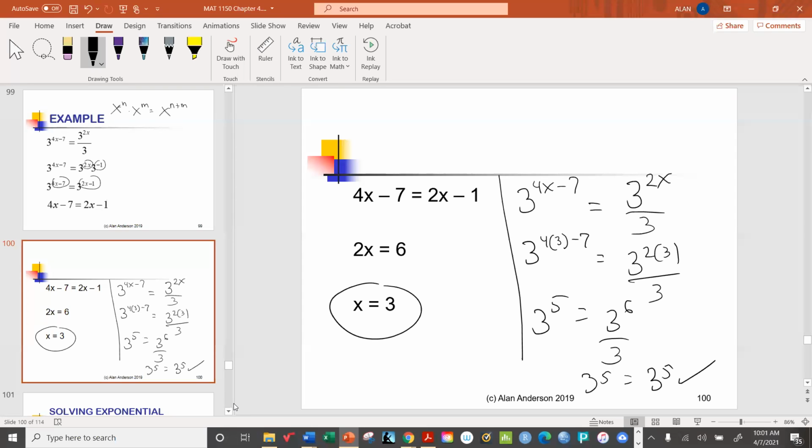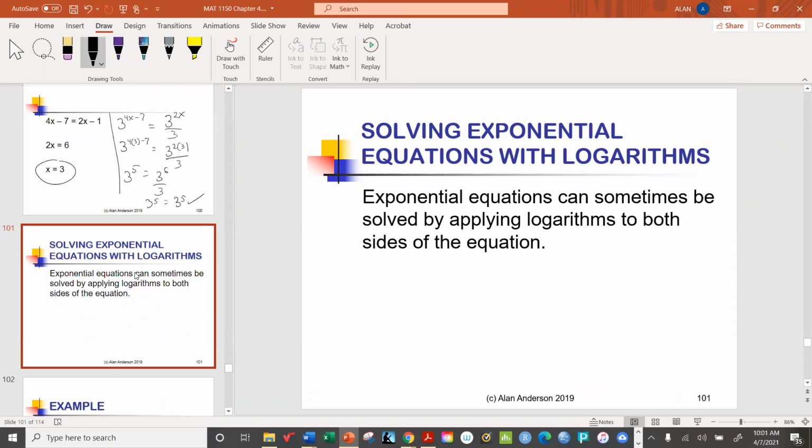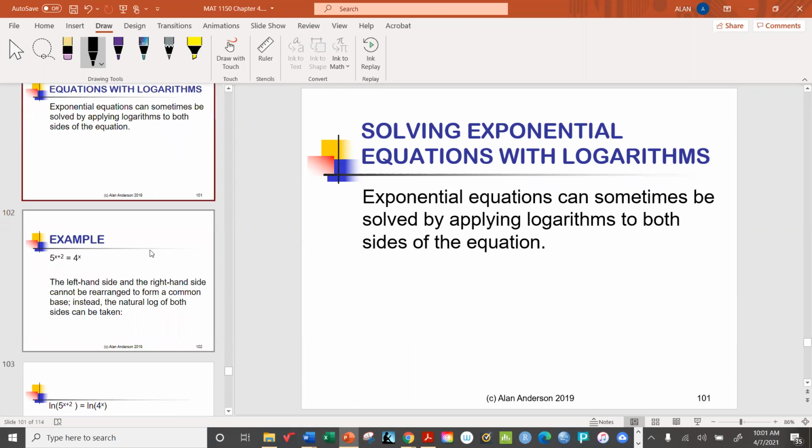But again, you may have to do a little rearranging algebraically to take advantage of this property, but in many cases, it's not that difficult. Now, how about this? In more general terms, solving exponential equations can be done by applying logarithms to them. So let's take a look at this example.